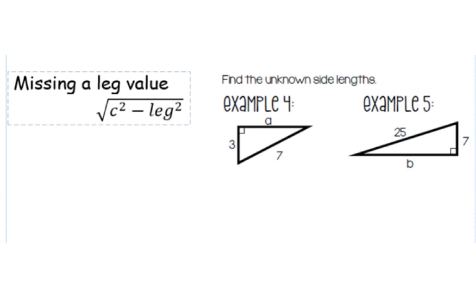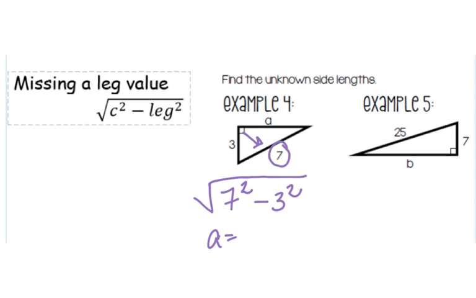All right, in these we're finding a missing leg. So we're going to do the square root of c squared minus the leg squared. So remember, c is opposite the right angle, and it's also your longest side. It does make a difference in subtraction what comes first. So this would be 7 squared minus 3 squared. So again, if you want to leave it in its most specific form, a would equal the square root of 40. If you want an approximation, a is about 6.3.